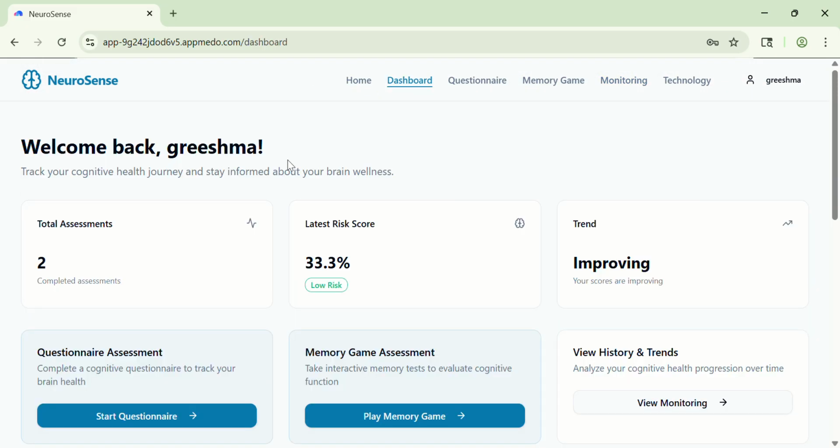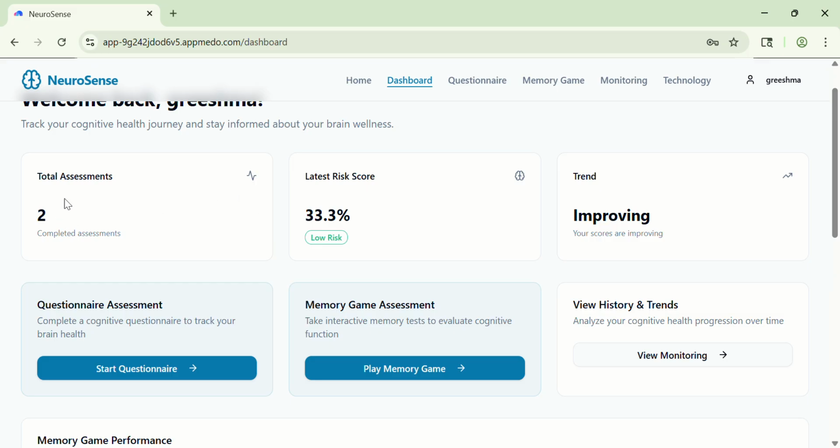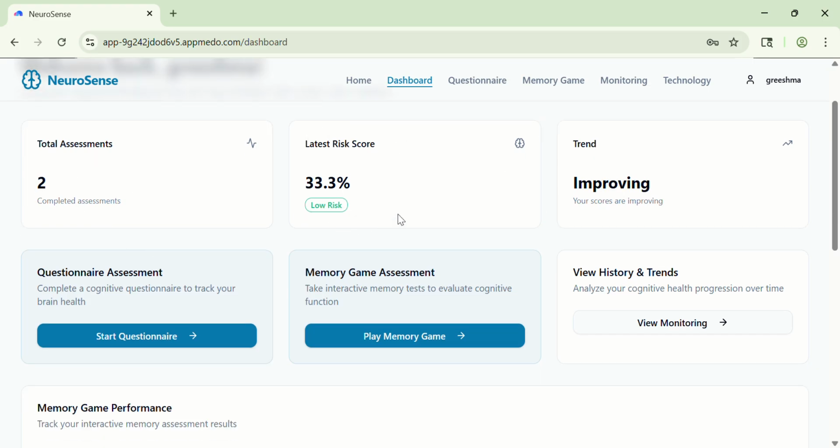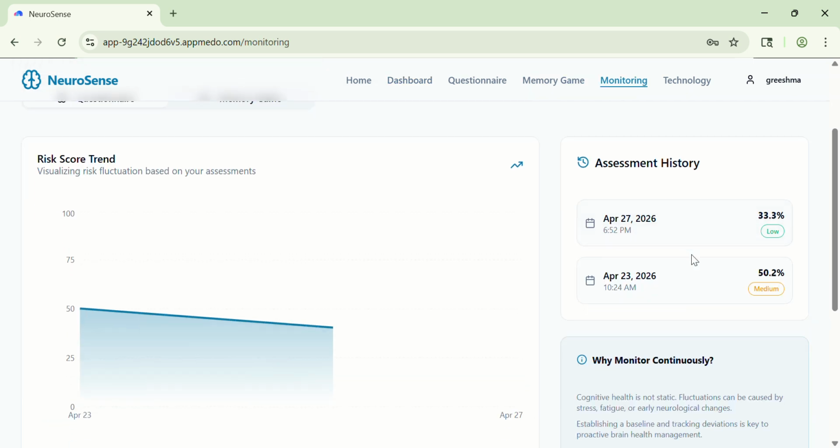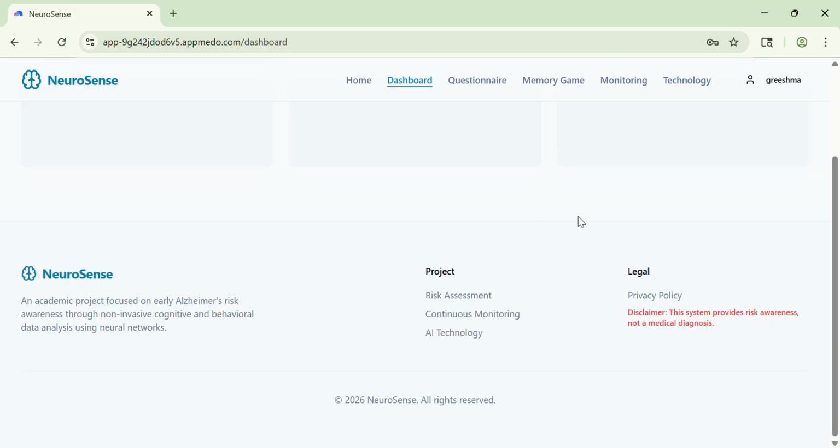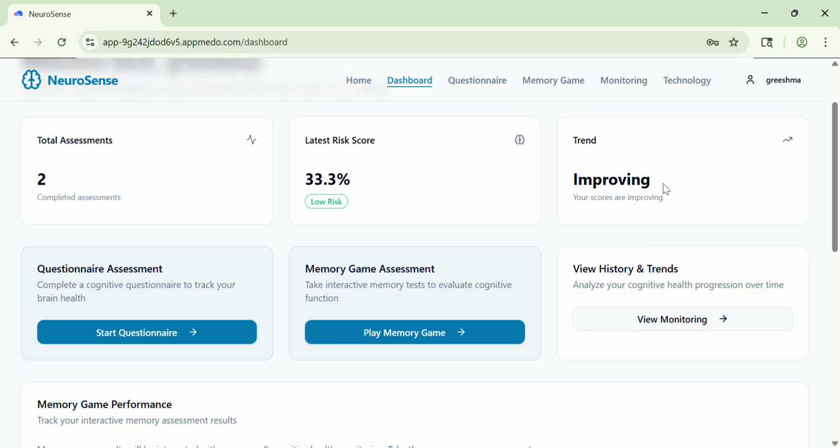And on the dashboard also we can see the total number of assessments. Here you can see, right, we have completed 2 assessments in total, and this is the most recent score of this assessment. And we can also see a suggestion like improving, because in monitoring you saw that previously it was 50.2% and now it is 33.3%. The risk score has decreased, so we are showing improving.